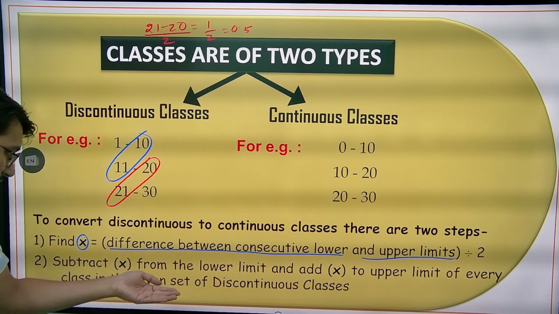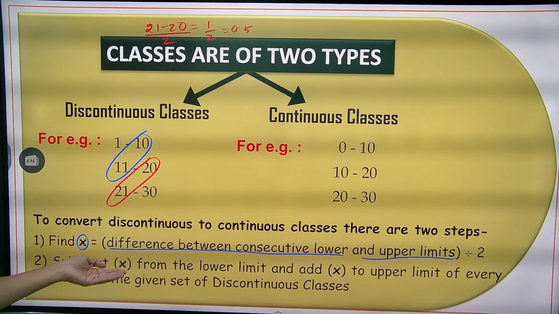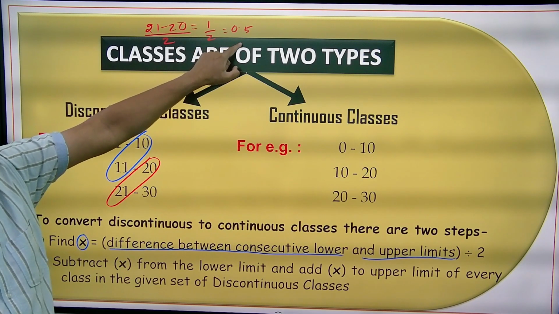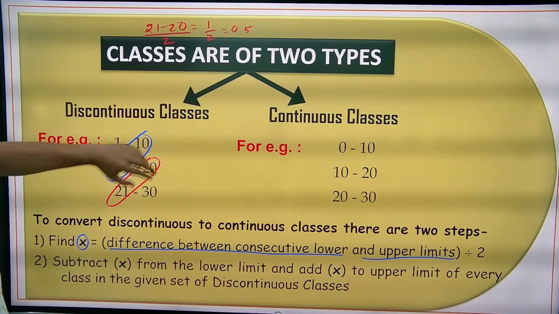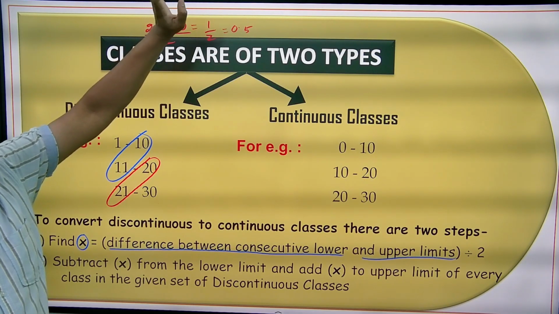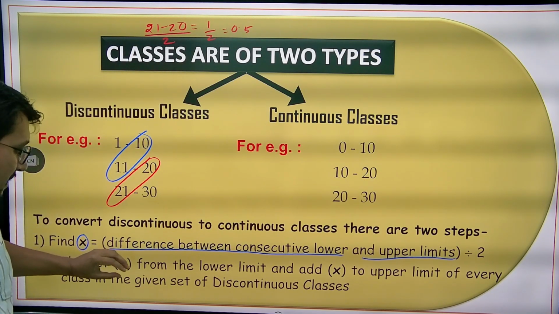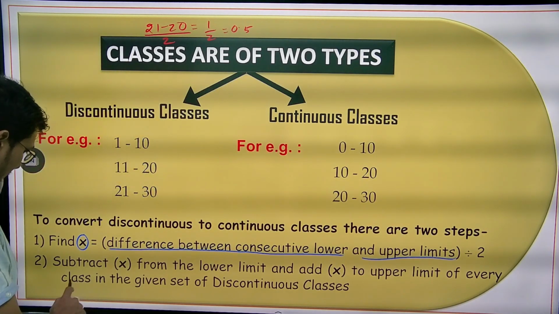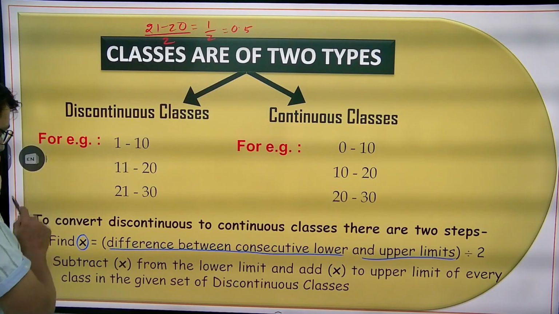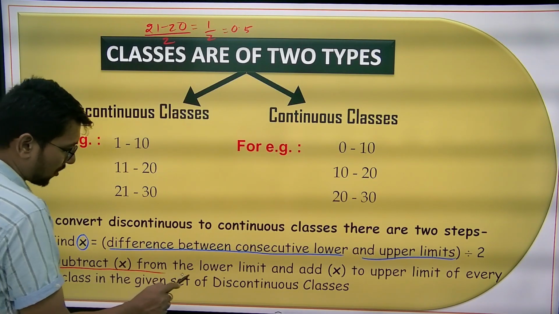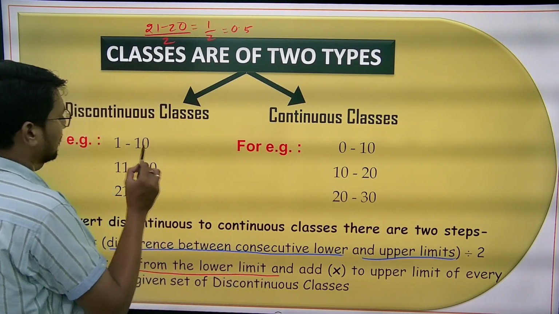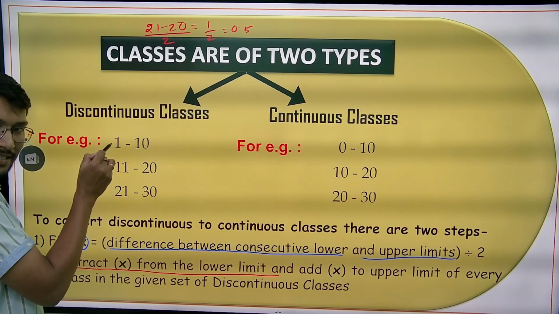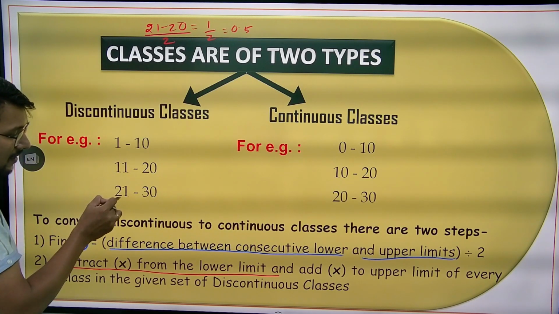So second step बच्चों, see, second step क्या है? Subtract x. x क्या है बच्चों? 0.5. Means according to this example x is how much? 0.5. That subtract x from the lower limit. Lower limit means each class. Subtract, see everyone. Subtract x from the lower limit. So lower limit कौन है बच्चों? फर्स्ट क्लास का 1, सेकेंड क्लास का 11, थर्ड क्लास का 21.